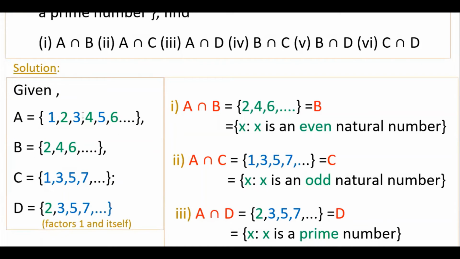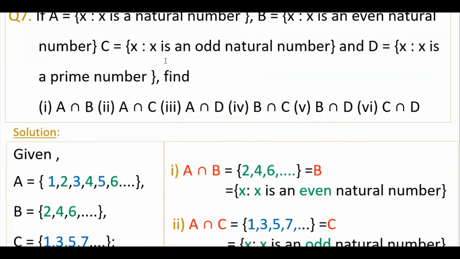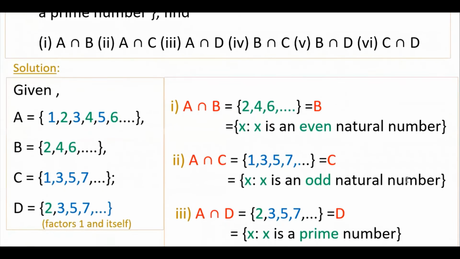A, C. So common elements are 1, 3, 5, 7. Same. So this is equal to C. So C is X such that X is an odd natural number. These are odd natural numbers. So right here, next, A intersection D.